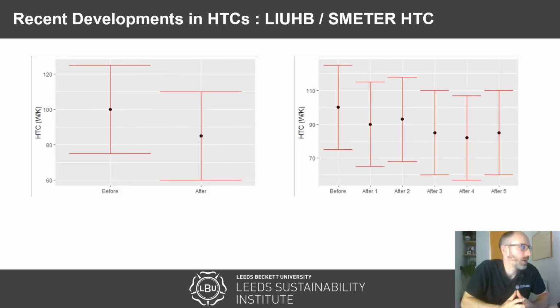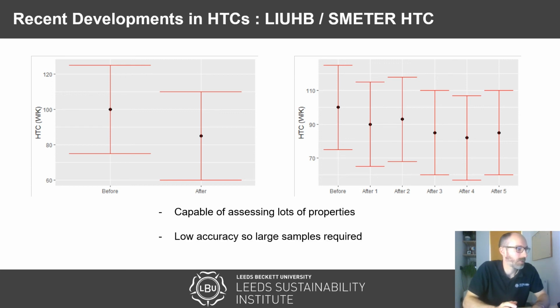And then finally you have techniques such as the Loughborough in-use heat balance and SMETER techniques. Once again, these are capable of assessing a large number of properties, but they also again tend to have low accuracy. If you can deploy them on a huge number of properties, this low accuracy may not be a problem at all, because once again you can look at your after stages as an ensemble and see how they compare to your before stages. And that is everything I wanted to talk about.